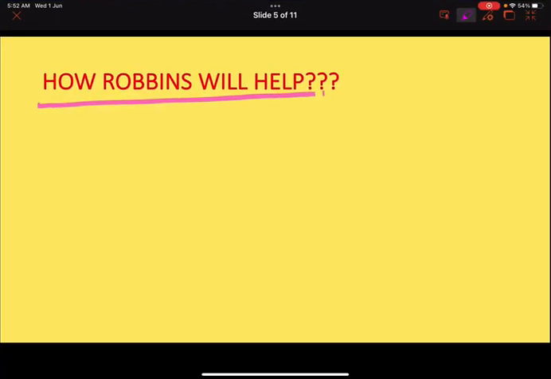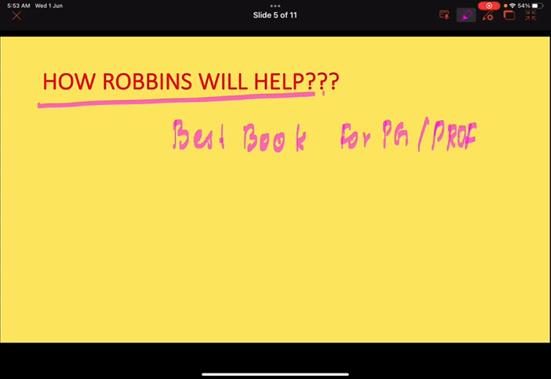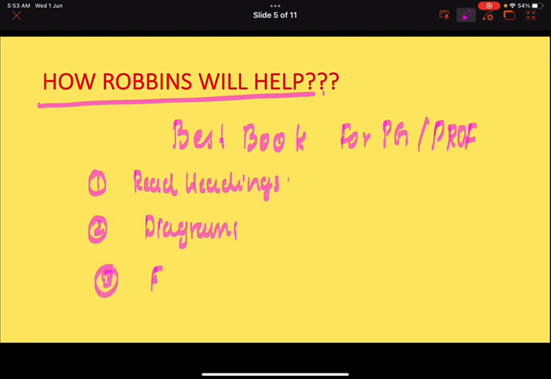Now comes the question: how is Robbins used to help? I am telling you, Robbins is the best book for pathology, whether it is for PG, your postgraduate or any type of entrance exam, or for your prof exam. Now I am going to talk only about the prof exam. In prof exam, first thing, just read headings. Those who are studying at the last minute, read the headings. Number 2, diagrams. Pictures. Number 3, flowcharts.